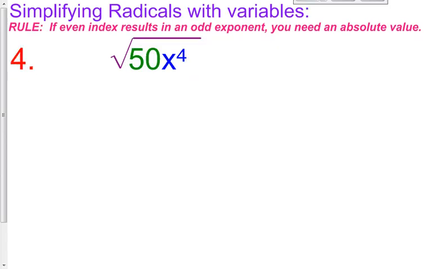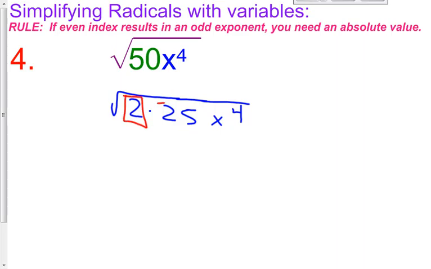Number 4. This is one that's going to tie in yesterday's lesson with today's lesson. You have the square root of 50, which you cannot break down, since 50 is not a perfect square. However, it is 2 times 25. So 2 times 25 is 50, and then you have x to the 4th. You can't take the square root of 2, so this has to stay underneath the radical. You can take the square root of 25. It comes outside the radical as a 5.